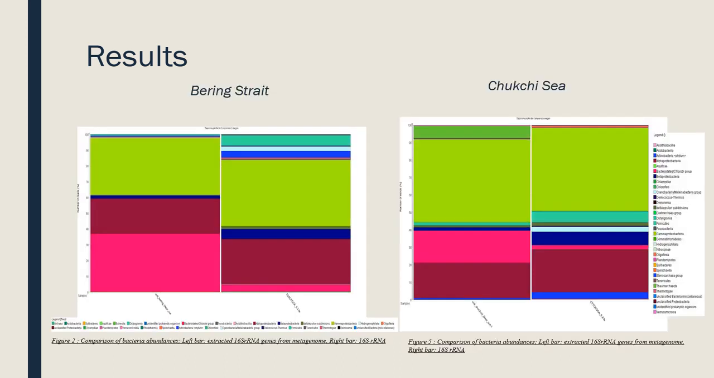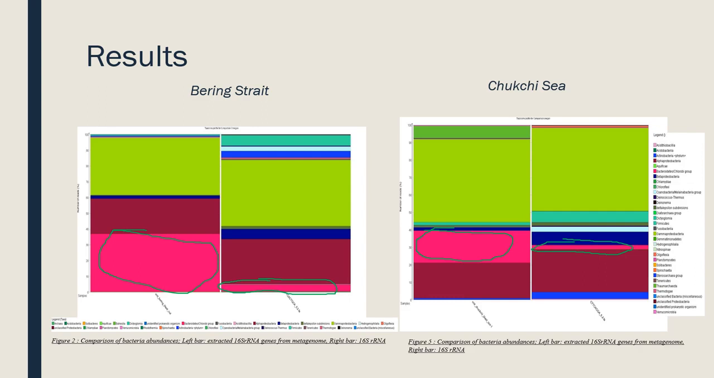Some bacteria were extremely underrepresented in the 16S data as compared to the Riego data. Most notable are the Chlorobi group, as in the Bering Strait they composed about 38% of the entire sample from Riego, whereas they only composed 5% of the sample derived from 16S rRNA sequencing. The Chukchi Sea data had a similar outcome, with a 20% abundance of Chlorobi group from Riego compared to only about a 2% abundance from the 16S rRNA sequencing.